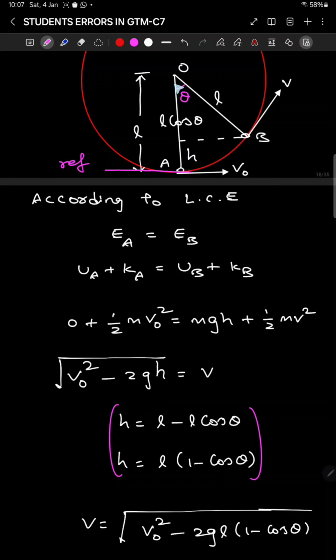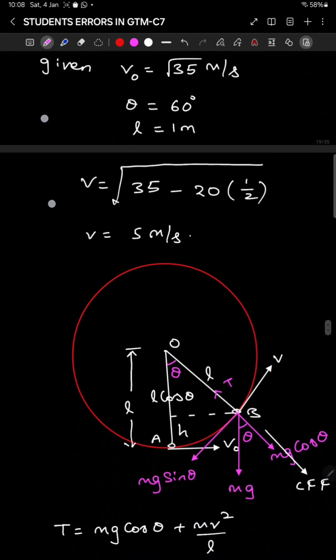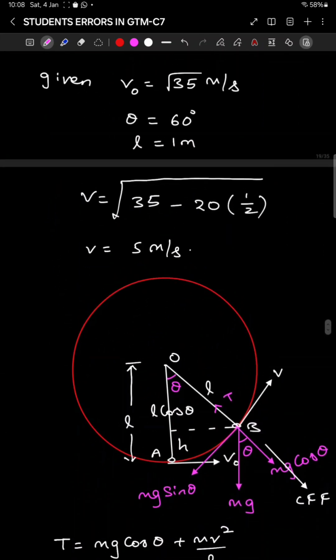To find h, you can see it's a right angle triangle. It is L. This will be L cos theta. The total pendulum length is L, we know here. L minus L cos theta will give h. So you can substitute the h value here to find the v value. But they are not asked to find v. They are asked to find the tension in the string at this instant. They have given V0 value as root 35 meter per second, angle given 60, length of the pendulum 1 meter. Now we got the V value as 5 meter per second.